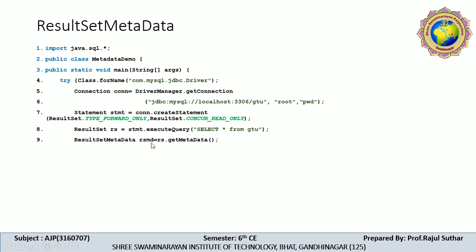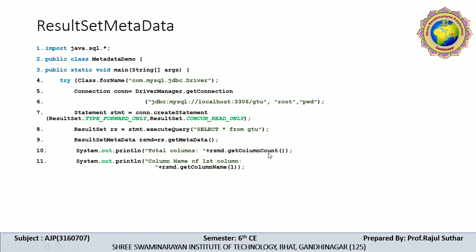ResultSetMetaData rsmd: one object is created for ResultSetMetaData. rsmd is equal to rs.getMetaData(). System.out.println total columns, and we retrieve the value from rsmd.getColumnCount(). System.out.println column name of first column plus rsmd.getColumnName.